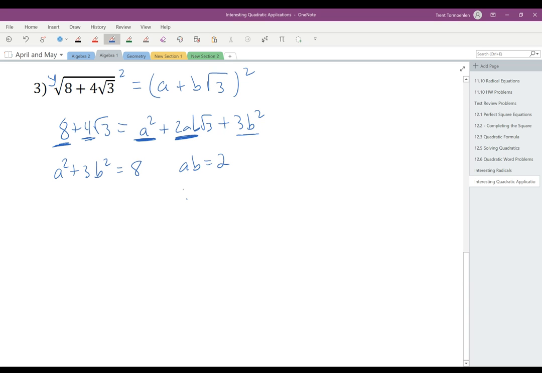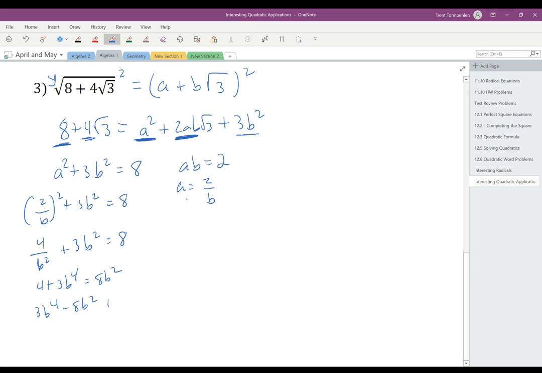And to do that, we can say that a equals 2 over b. And if a equals 2 over b, then that means we'd have 2 over b squared plus 3b squared equals 8. So that's going to give us 4 over b squared plus 3b squared equals 8. Clear the denominator out, so multiply through by b squared. That's going to give me 4 plus 3b to the 4th equals 8b squared, which is the same as 3b to the 4th minus 8b squared plus 4 equals 0.